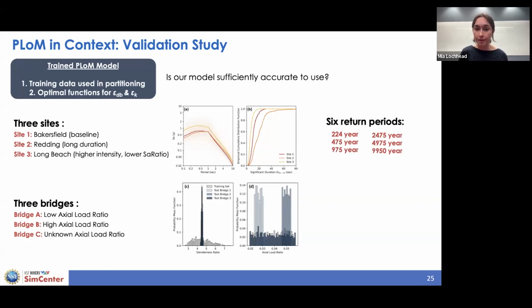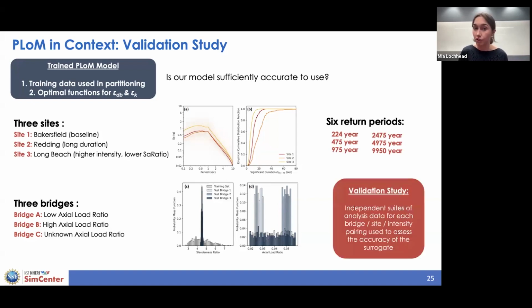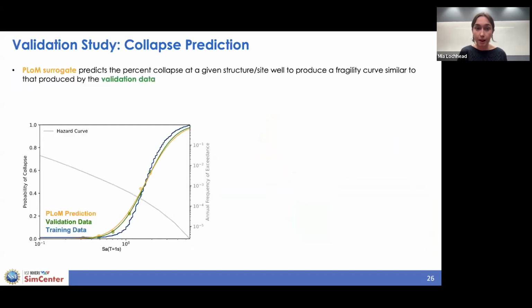And so basically, we've assembled these 3 sites, 3 bridges, and 6 return periods as a validation study of this model, where we're using independent suites of analysis data for each bridge, site, and intensity pairing to assess the accuracy of our surrogate model. And just as before, we've done this for both the collapse assessment and the non-collapse engineering demand parameter assessment. So for our collapse prediction, our PLoM surrogate model is predicting the collapse at a given structure and site quite well compared to the validation data.